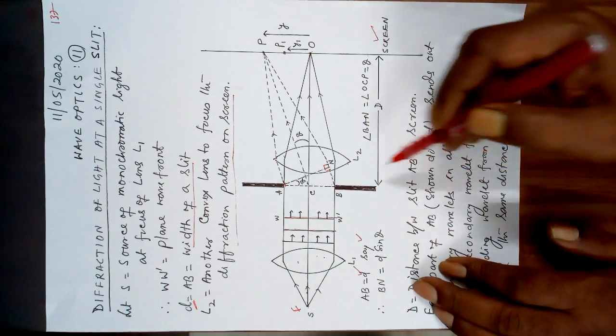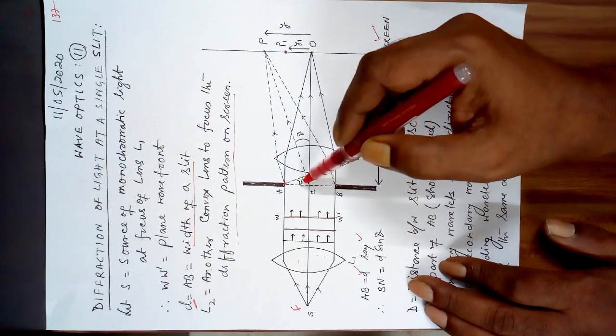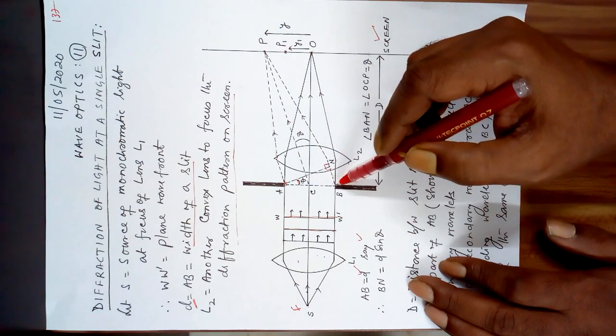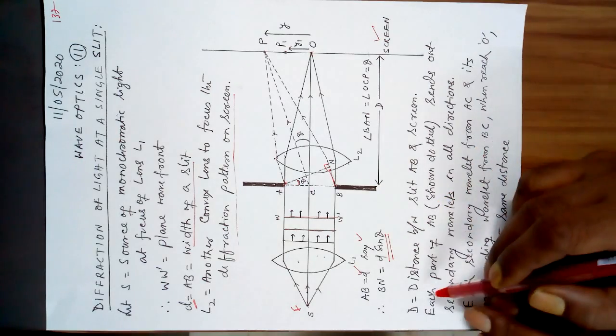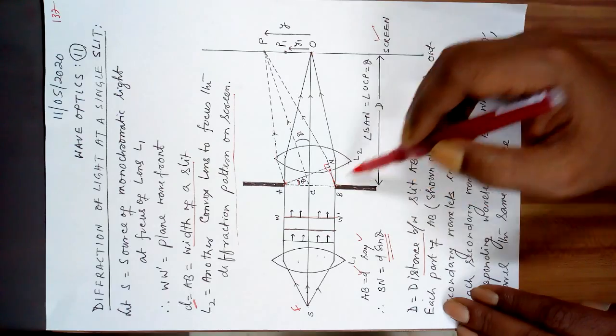Therefore, in this triangle ANB, if this angle is theta, then by taking the sine of this angle and cross multiplying, you get BN equal to d sine theta. Capital D is the distance between the slit AB and the screen.